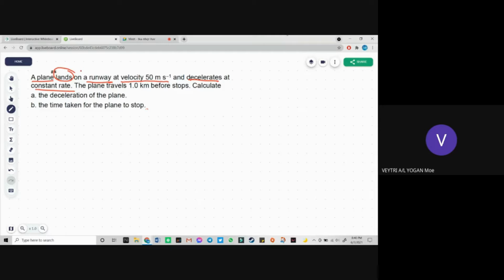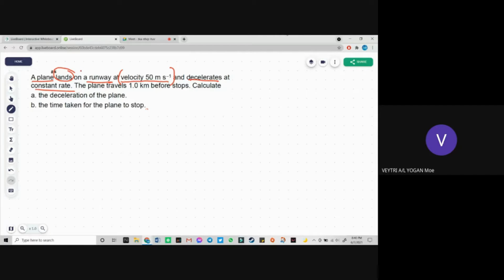Kalau dia nak jadi pelan, confirm dia kena landing kan, because it's going to stop after that. That is the logic behind this first sentence. Okay, so a plane tries to land on a runway at a velocity of 50 meter per second.